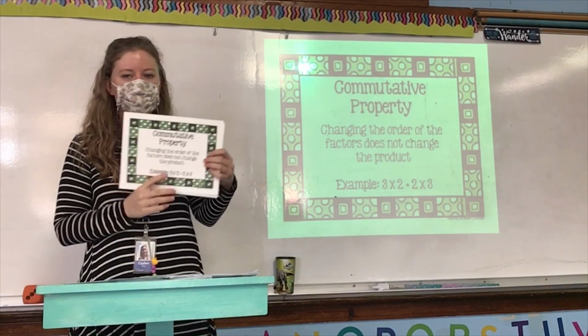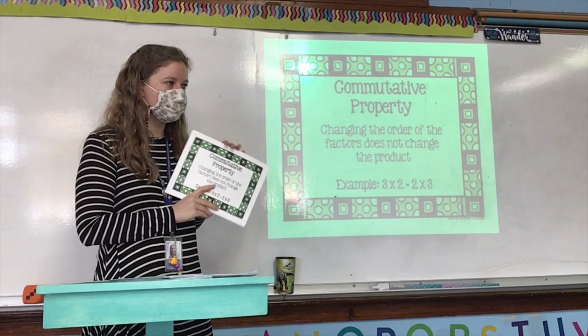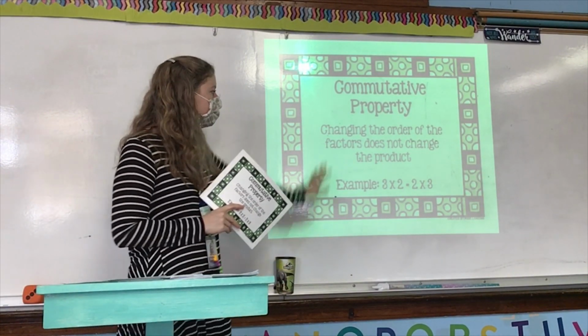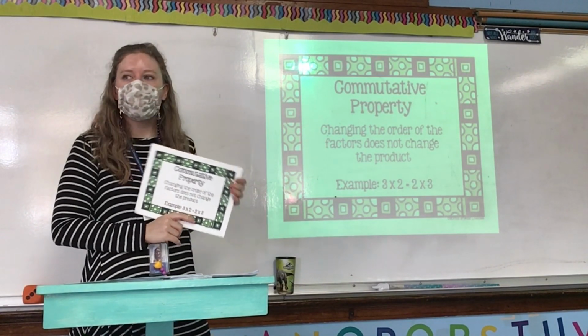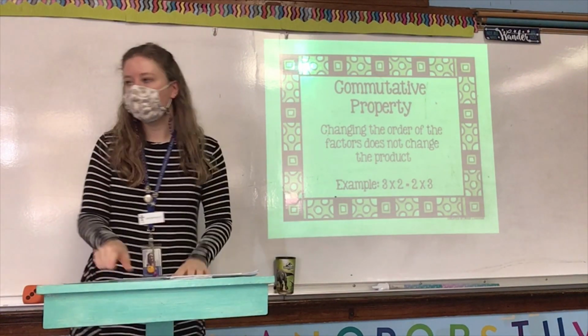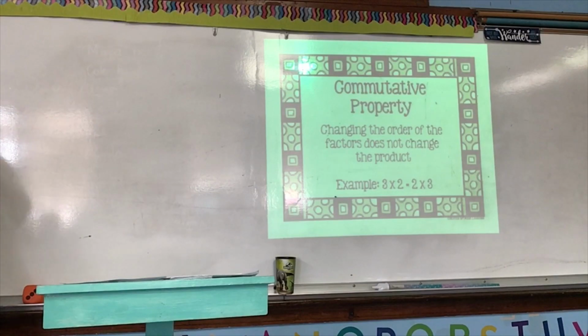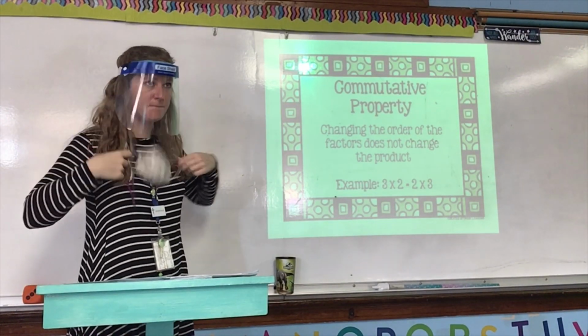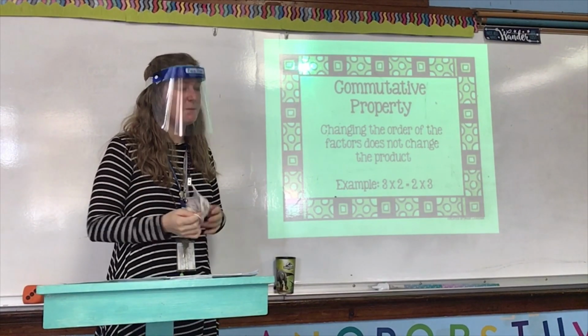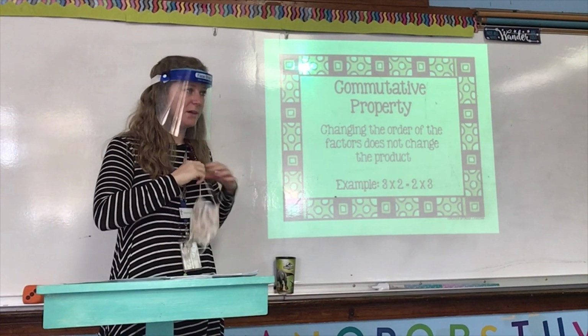Okay, so let's look at the one that says commutative property first. It says, changing the order of the factors does not change the product. Where have we heard that before? Where have we heard something just like that before? Zadie? In our book. Okay, but what do you mean by that? Where in our book?